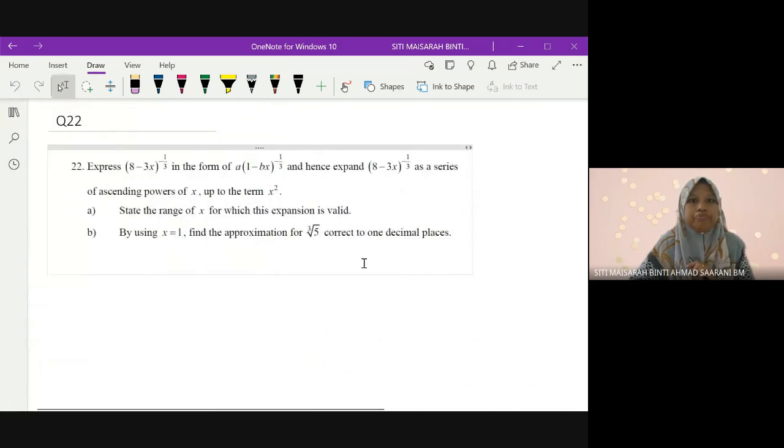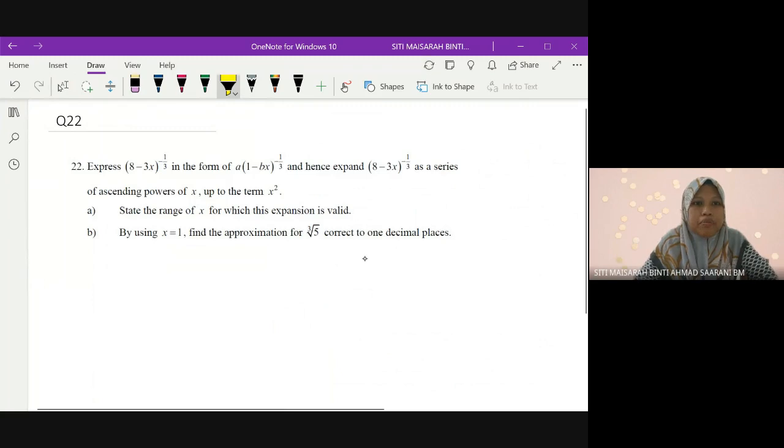Okay, so then, the question: express 8 minus 3x power negative 1 over 3 in the form A multiply 1 minus bx power negative 1 over 3. Hence, expand 8 minus 3x power negative 1 over 3 as a series of ascending power of x up to term x square. So it asks to expand until up to term x square. State the range of x for which the expansion is valid. And then by using x is equal to 1, find approximation of cube root of 5 correct to 1 decimal places.